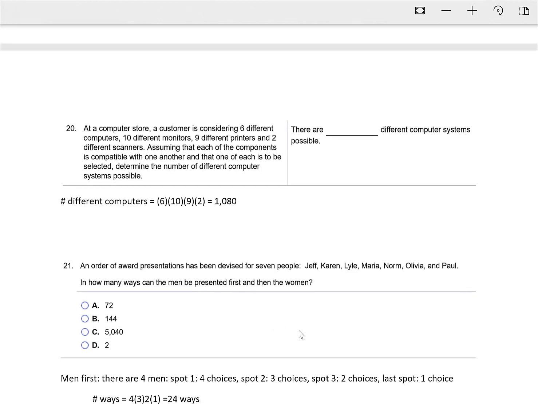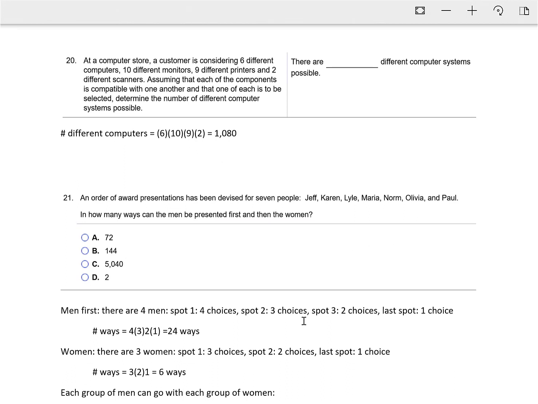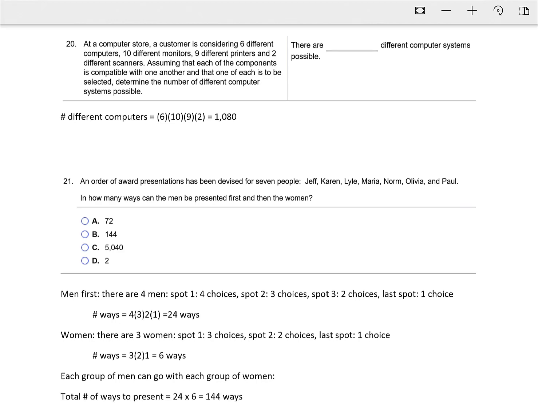An order of awards presentation has been devised for 7 people. In how many ways can the men be presented first and then the women? Okay, so let's take the men. There's 4 men. So we've got the first choice, we have 4 choices, spot 1. The next spot, we have 3, 2, 1. That's 24 ways. And then the 3 women can be put in, set up this way, 3 times 2 times 1. Each order of men can go with each group of women, so we multiply 24 times 6, and we get 144 ways.